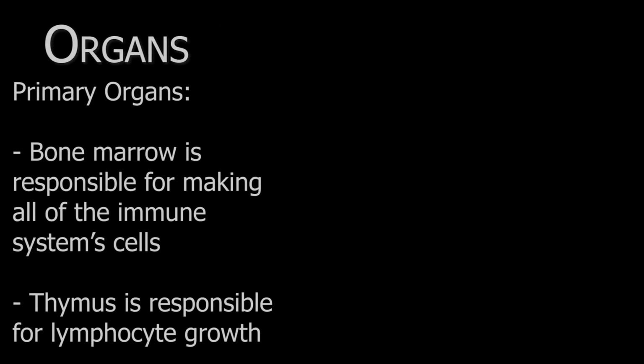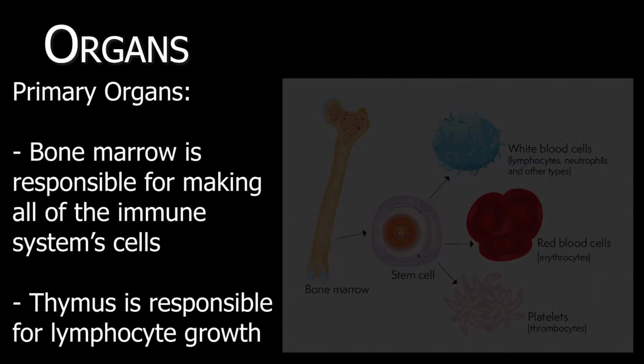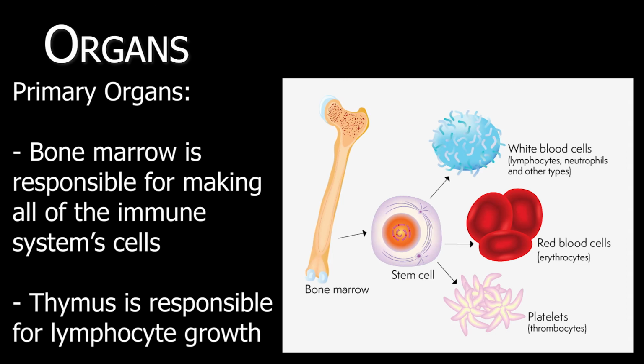Organs are generally divided into primary and secondary. Primary organs include bone marrow and thymus. Bone marrow is where our immune system cells are made, all of them. Without bone marrow, there is no immunity at all.